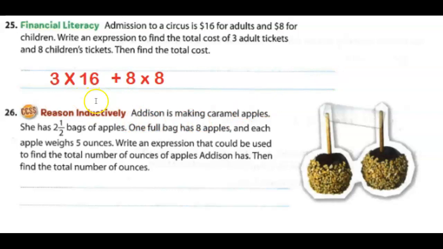So this is how I write my expression, right? There's 3 times 16, and then I need to add it, because it's 3 adults at $16 each. I need to add it to 8 children at $8 each. Remember PEMDAS when you're solving this.